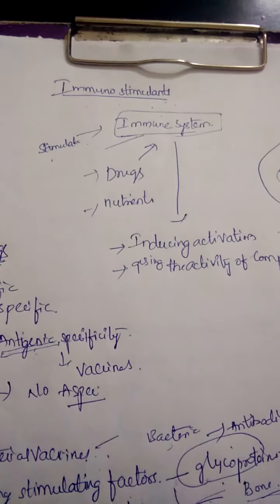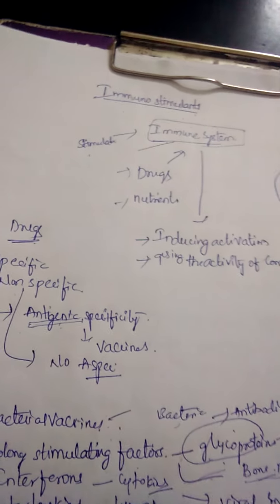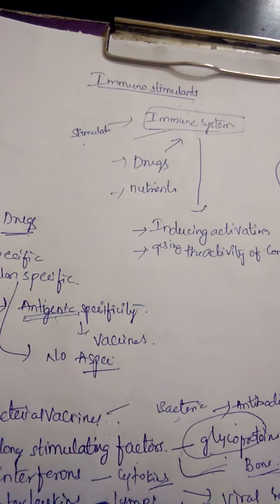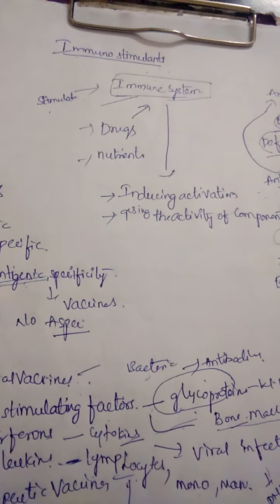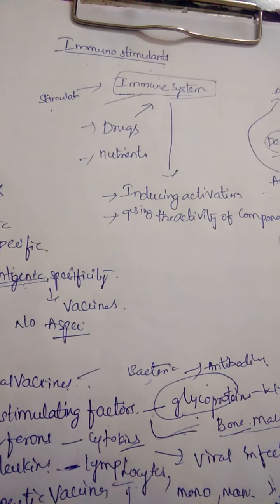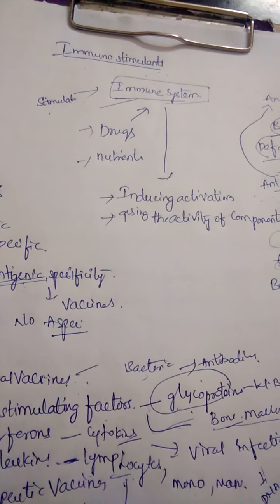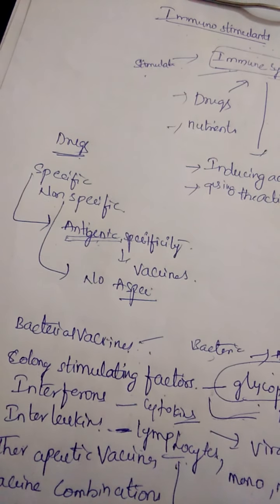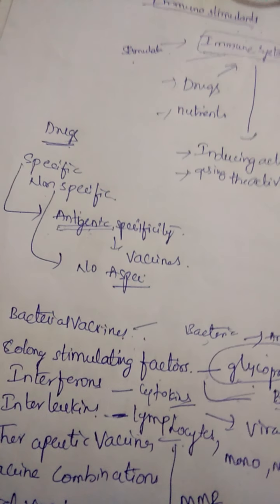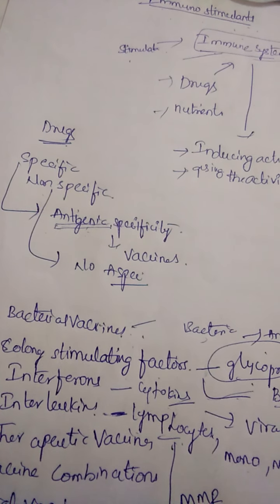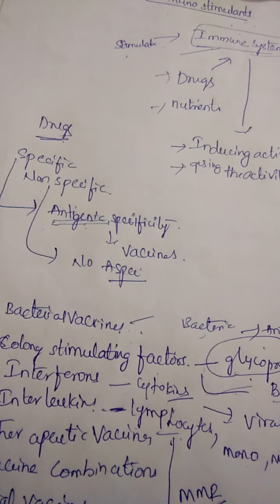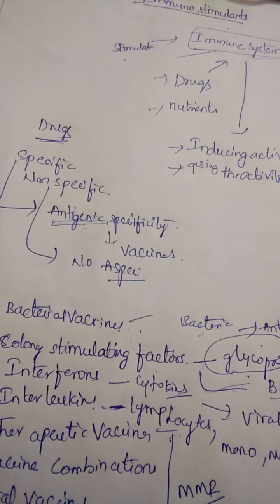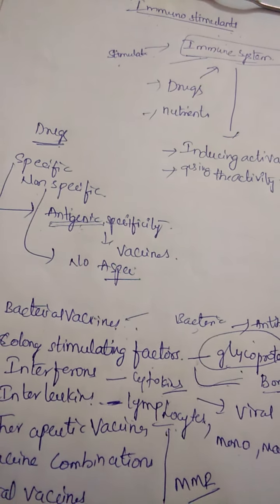Once again I am telling, immunostimulants are the drugs which stimulate our immune system. We have two types of mechanisms to stimulate the immune system, inducing activation or increasing the activity of the components. The drugs are of two types, specific and non-specific. Specific means antigenic specificity, and the examples are vaccines. Non-specific immunostimulants have no specificity.